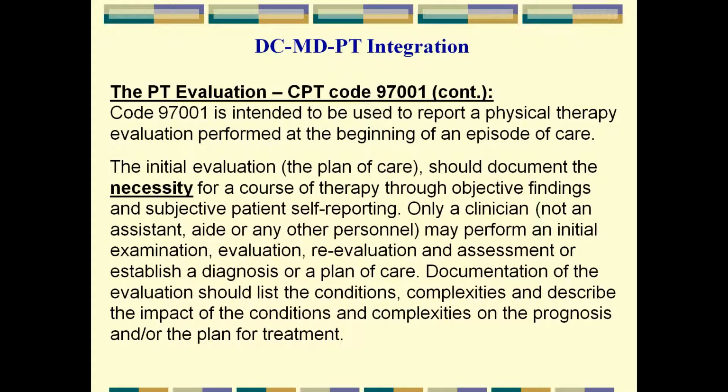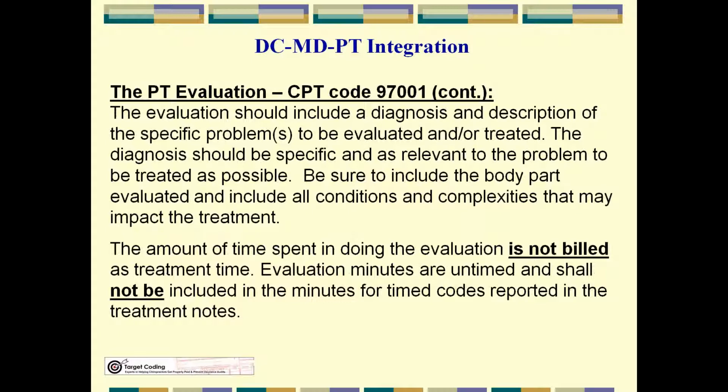So 97001 is used to report a physical therapy episode of care at the beginning of the episode of care. So this evaluation should document the necessity for a course of therapy through objective findings, subjective findings, diagnostic tests. Only a clinician, not like a chiropractic assistant, a medical assistant, an aide, an unlicensed healthcare professional. No, those individuals cannot do an initial evaluation on a patient or reevaluation. The documentation of this evaluation should list the conditions, complexities, and describe the impact of the conditions and complexities on the prognosis and plan for treatment.